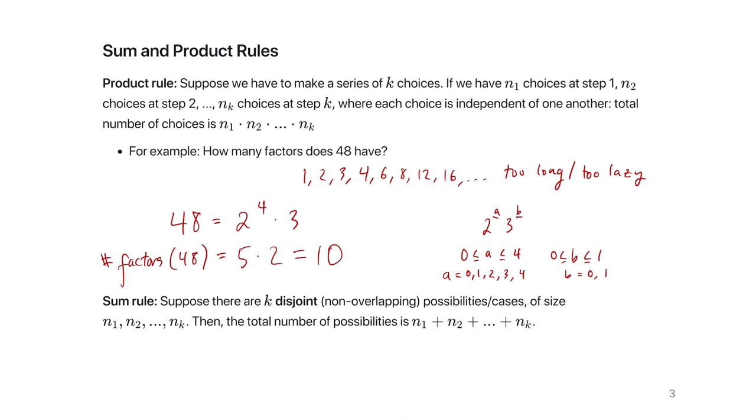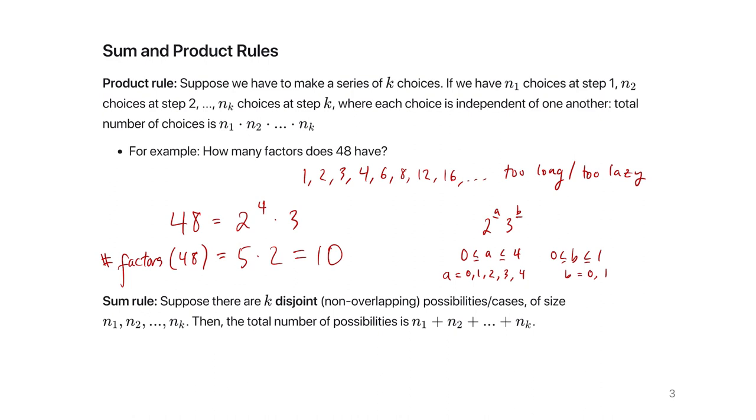Okay, and then there are some extensions you can look at. How many factors does 48 have that are multiples of 12? And then you change the restrictions on A and B. Before, it's just, you know, between 0 and 4. But in that case, you'd have to change it slightly. And then another question that's on your homework is, how many factors does whatever number have that are multiples of this and not multiples of this other number, right? So then you'd have to change both the lower bound and upper bound for A and B. Okay, so those are the sorts of things you'll get to play around with on the homework.